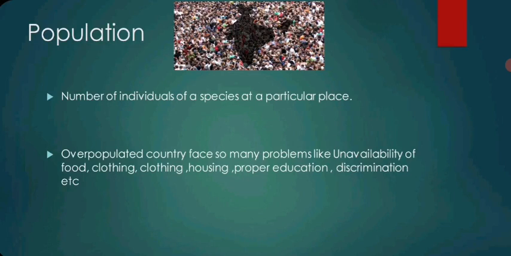So if there is more population in the country, then there will be more problems for the citizens that live in that country. An overpopulated country faces so many problems like unavailability of food, clothing, housing, proper education, and they face discrimination and so many more difficulties. So we need to control the population by using contraceptive methods or birth control methods.